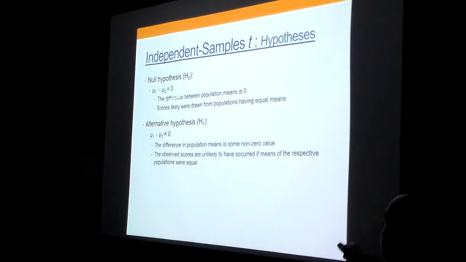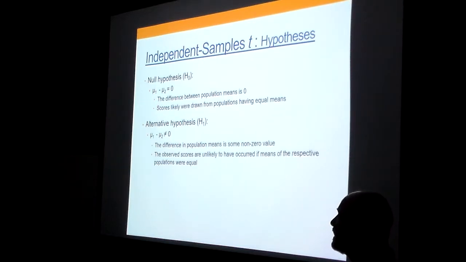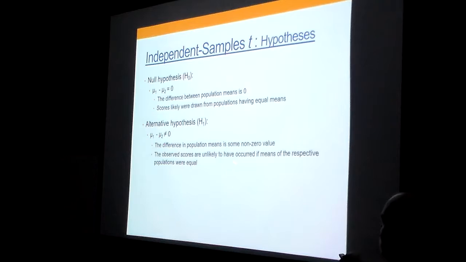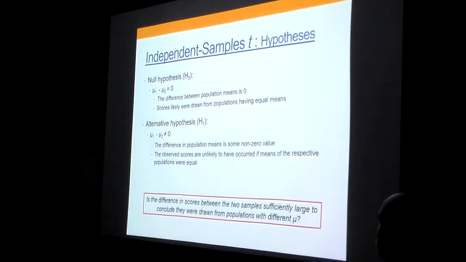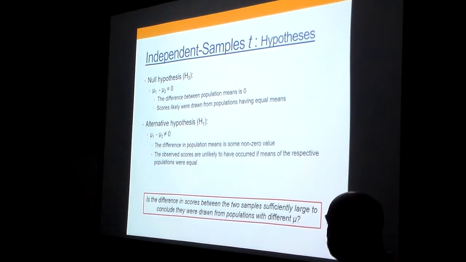Right? So same setup. Our null hypothesis is that mean 1 minus mean 2 equals 0. The difference between the population means is 0. Scores were likely to be drawn from populations having different means. You don't have to say all of these things, but there are multiple ways of interpreting this, versus our alternative hypothesis here. Again, our goal is to see whether the difference between the mean values of these two groups is large enough that we can reasonably conclude that they were drawn from populations having some different value for their mean.